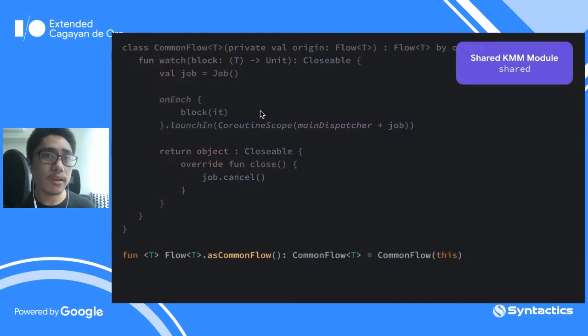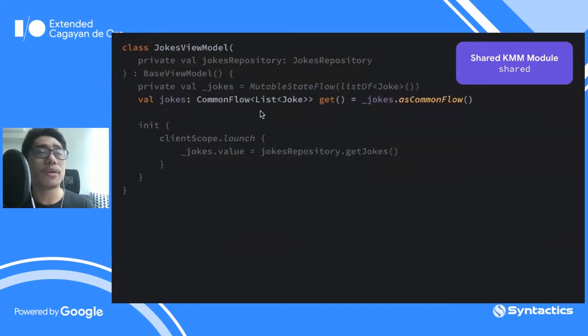We also have some helper functions to let us convert our normal flows to a common flow. So now we can go back to our jokes view model. Here we have our jokes view model. We just converted this from a flow to a common flow, and we use the helper function as common flow to make this consumable to iOS. So, just a few configurations for iOS. But now, since we did this, we can dive in and consume this in Swift.